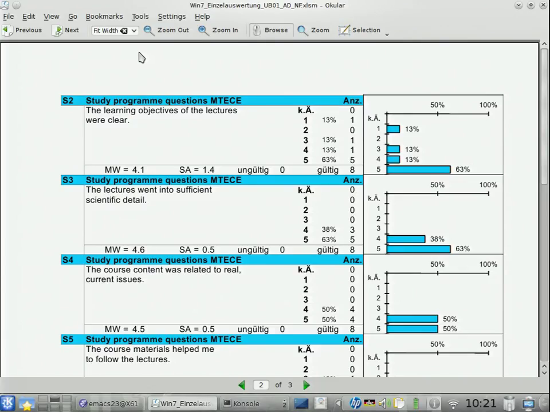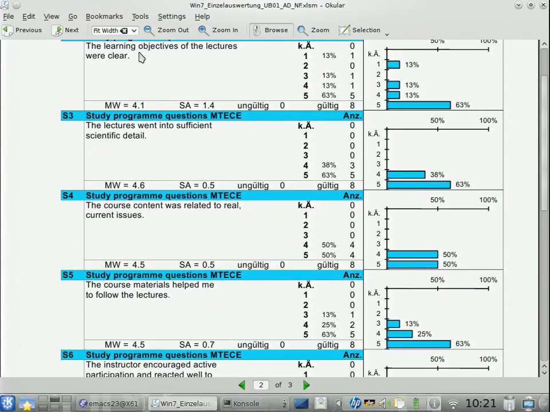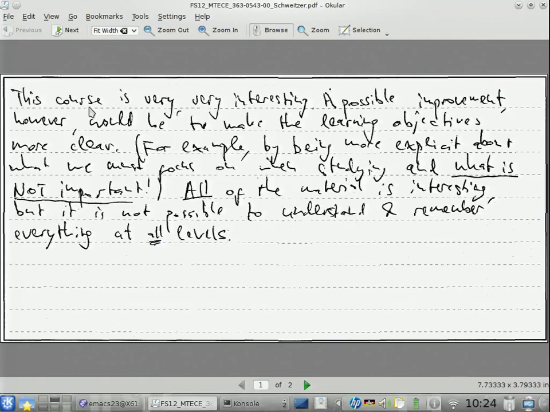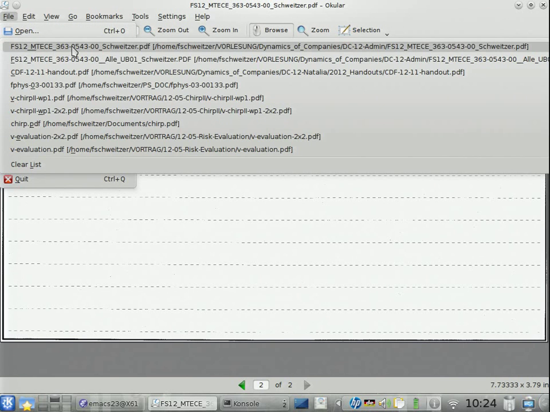So sufficient scientific details, also positive. Real current issues, that's positive. Course material helped me to follow the lectures. There, of course, this means one person, right? All of the material is interesting, but it's not possible to understand and remember everything at all levels. That's certainly true. So this was the second comment. Excellent slides, well structured, outlook further material, very helpful. Okay, very good. So let me go to this question about the learning objective. I switch to this other one, or do you need to read this again? No, certainly not. But this is how we get it, in these PDF files. So let me go to this.